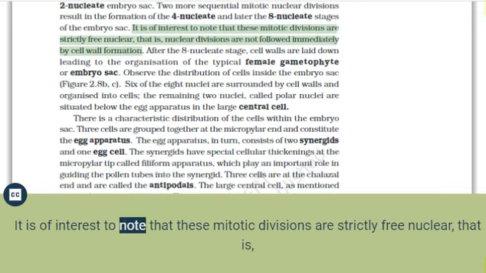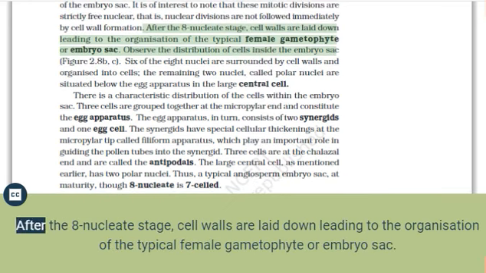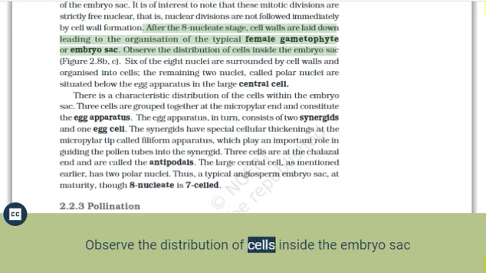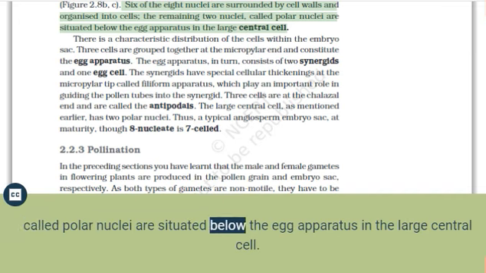It is of interest to note that these mitotic divisions are strictly free nuclear, that is, nuclear divisions are not followed immediately by cell wall formation. After the eight-nucleate stage, cell walls are laid down leading to the organization of the typical female gametophyte or embryo sac. Observe the distribution of cells inside the embryo sac. 6 of the 8 nuclei are surrounded by cell walls and organized into cells. The remaining 2 nuclei, called polar nuclei, are situated below the egg apparatus in the large central cell.